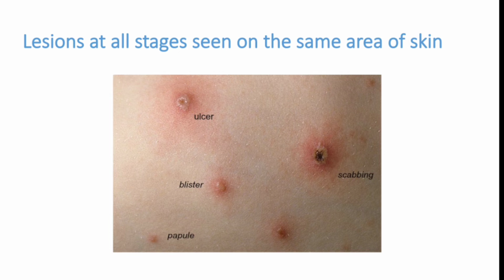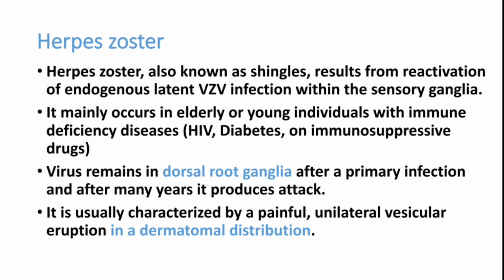Now we will talk about herpes zoster. That occurs after many years of chickenpox. It's a reactivation of endogenous latent varicella zoster virus within a sensory ganglion. So that spreads along a sensory route. Only one dermatome will be affected. But multi-dermatomal involvement can be there in HIV, diabetes, and those who are taking immunosuppressive drugs. In all these types of patients, you can get multi-dermatomal herpes. Otherwise, it is mainly seen in a single dermatome.